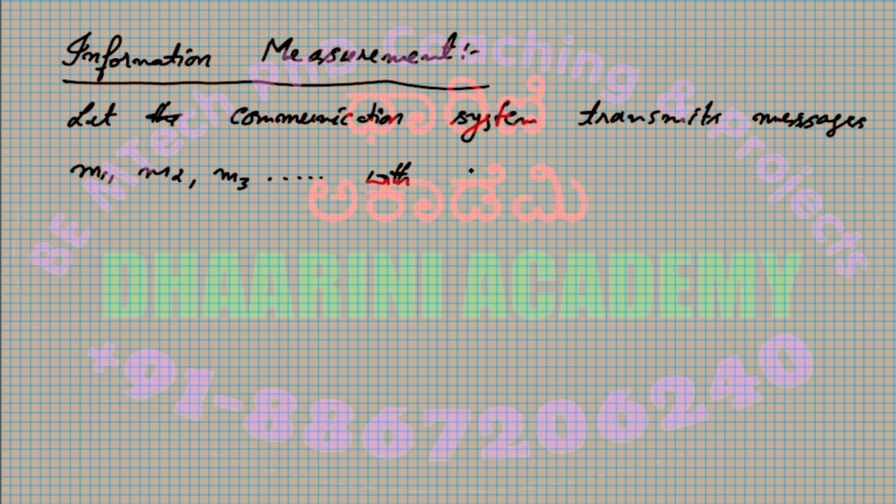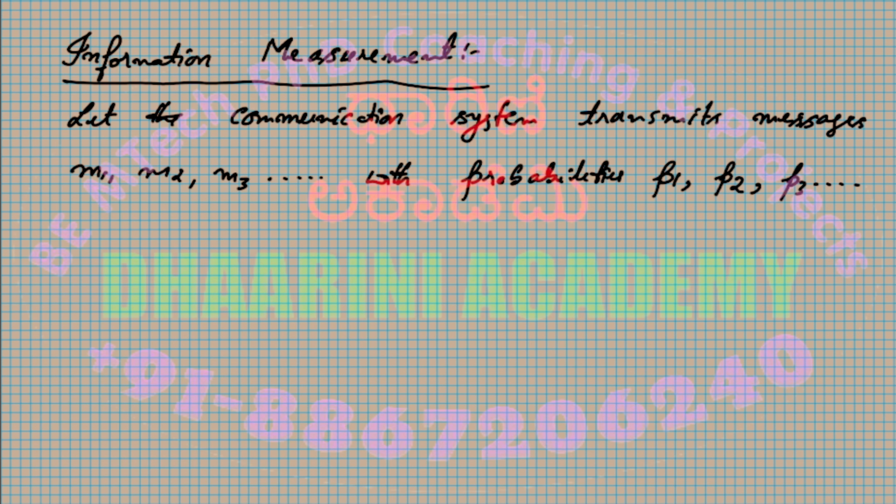With the probabilities. So P1 is the probability of message M1 being generated or being transmitted. P2 is the probability that M2 is being transmitted. And P3 and so on. This is the fundamental assumption. Now I will give you an idea why the probabilities are required once we finish this definition.